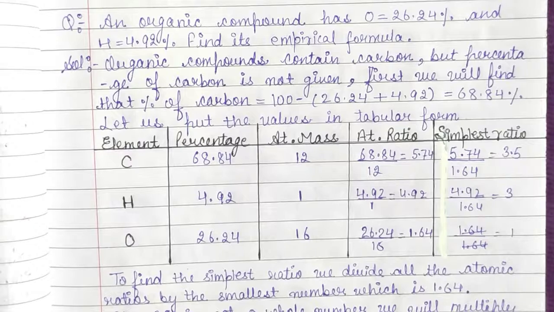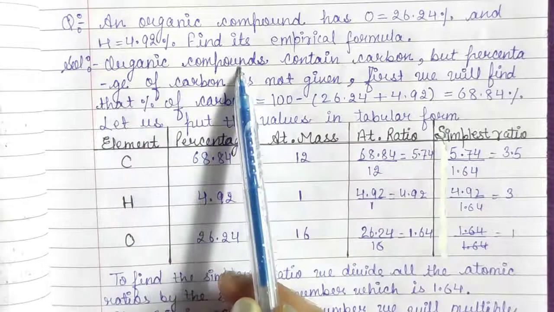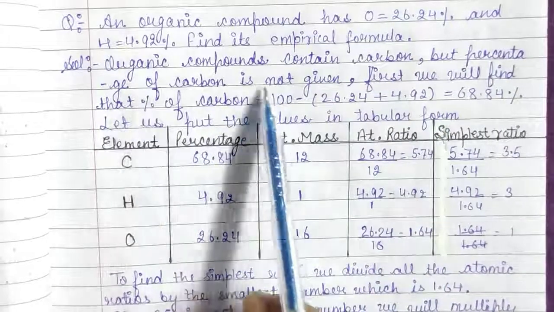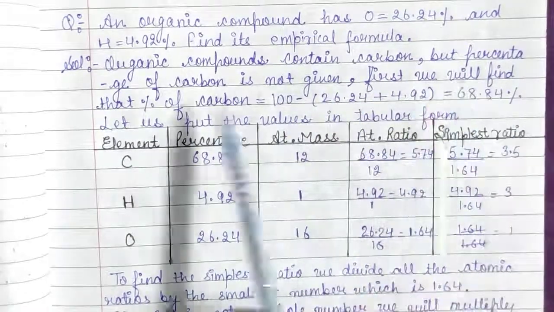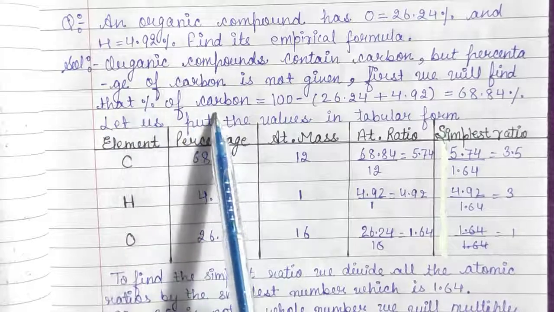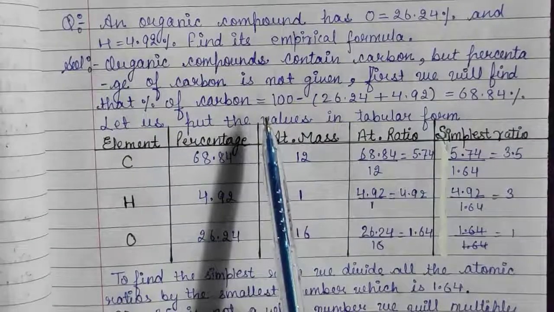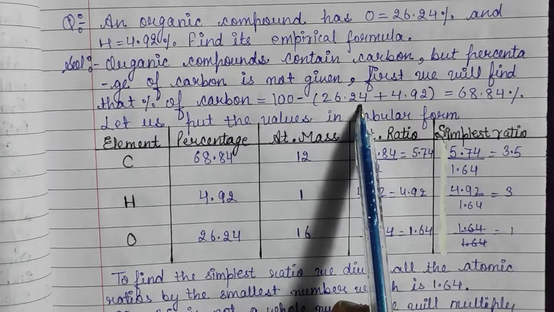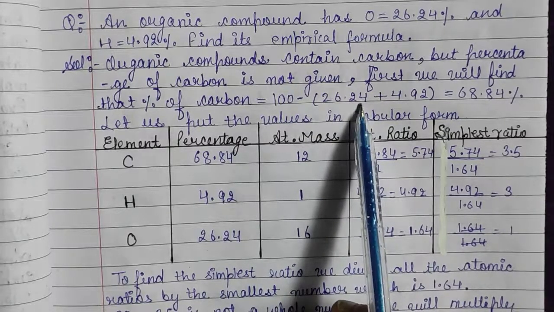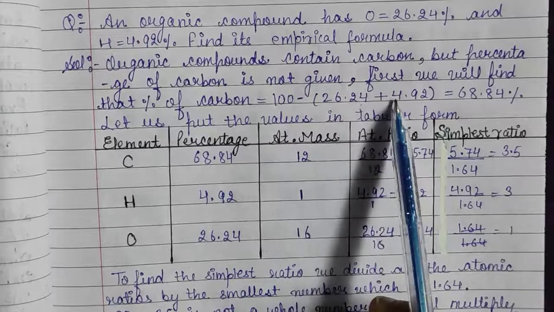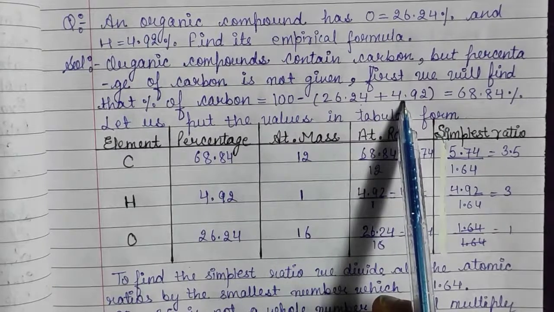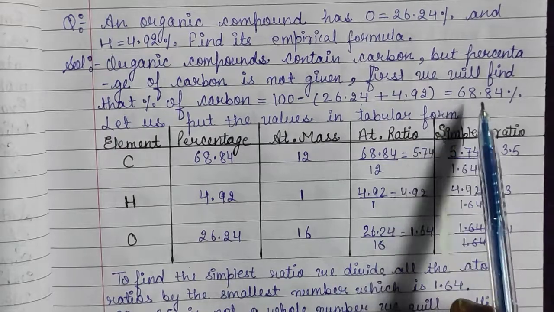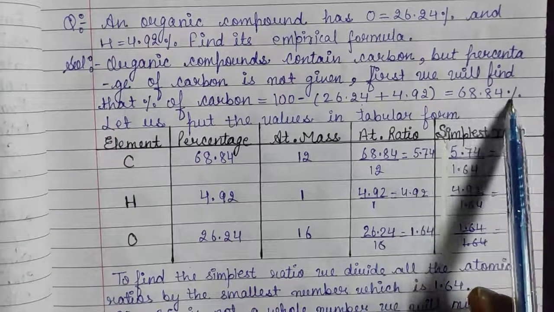So the solution for this: an organic compound contains carbon but the percentage of carbon is not given. First we will find the percentage of carbon. So we will subtract from 100 the percentage of oxygen, 26.24, or we will add this to the percentage of hydrogen, that is 4.92, and we will calculate the percentage of carbon, which is 68.84%.